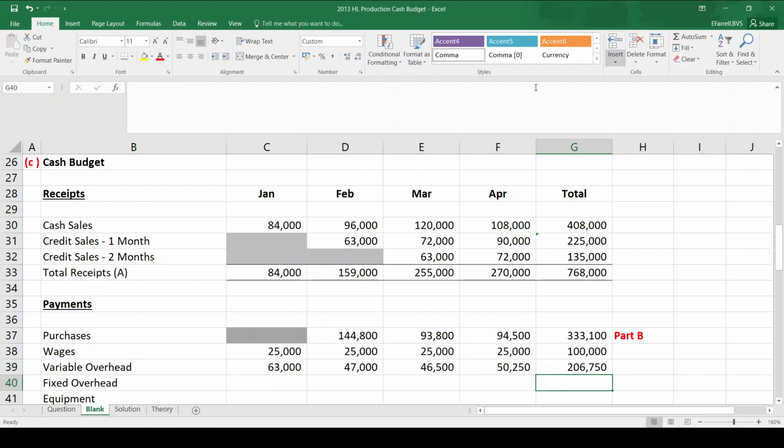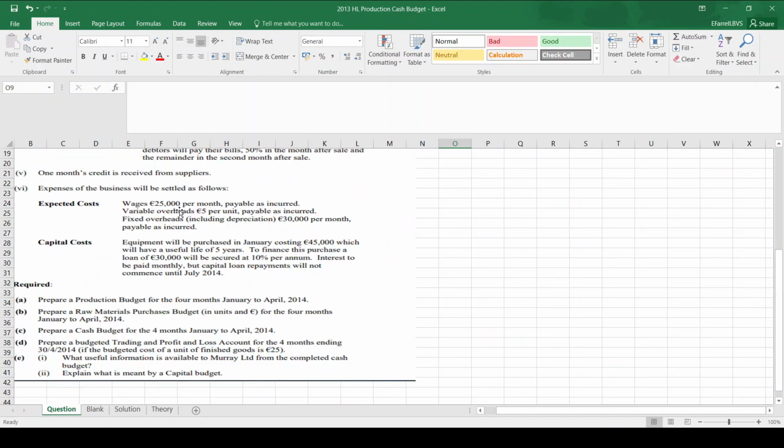The next thing are fixed overheads. So again, it says fixed overheads, including depreciation in brackets, is 30,000. Now, the reason including depreciation is in brackets is because we need to take out depreciation, and it should set the alarm bells ringing when you see it in brackets. Depreciation is a non-cash item. You don't physically pay over depreciation to anybody, so it shouldn't be included in the cash budget. It will, however, be included in the profit and loss account, but it doesn't go into the cash budget here. So I need to work out the depreciation and then take it away from the fixed overhead.